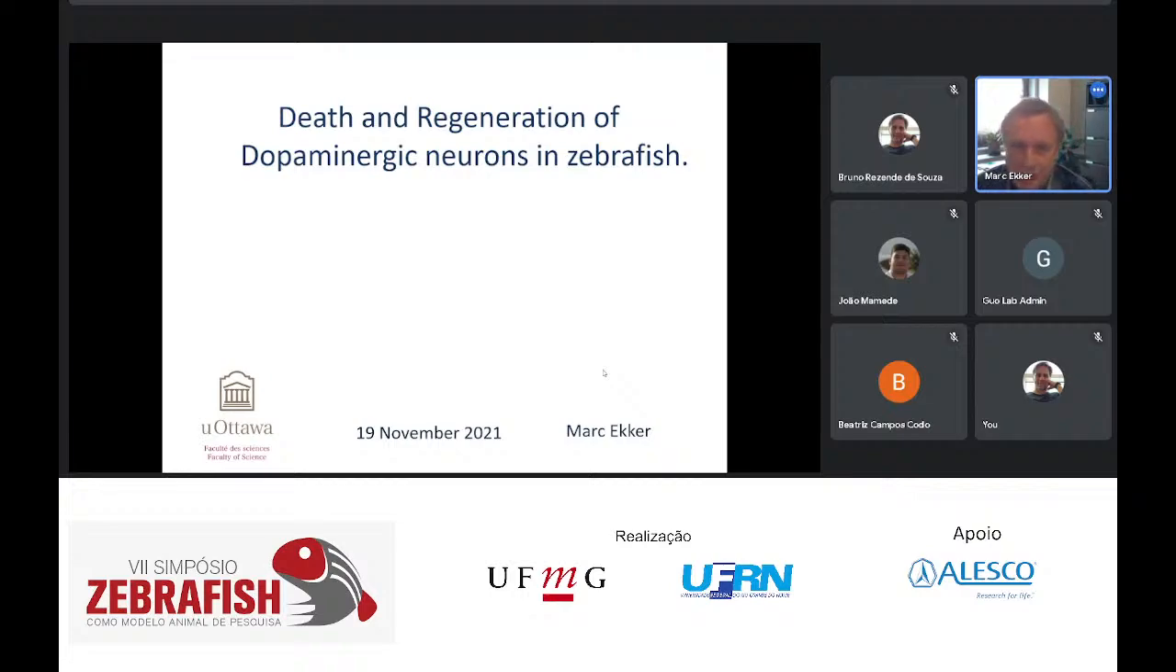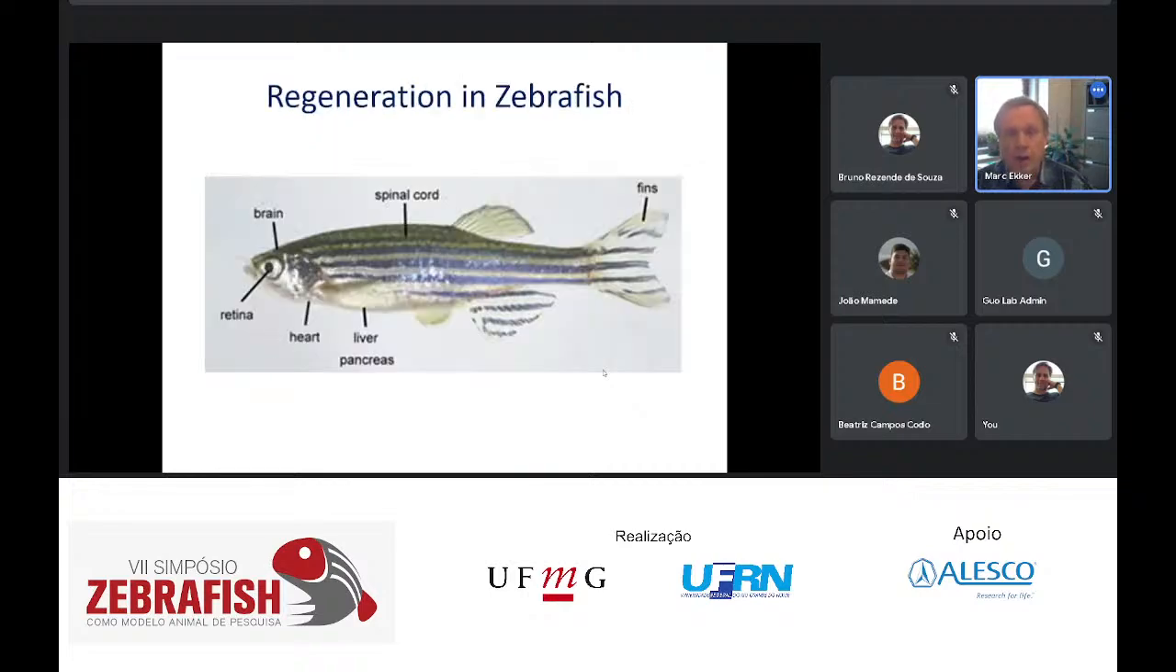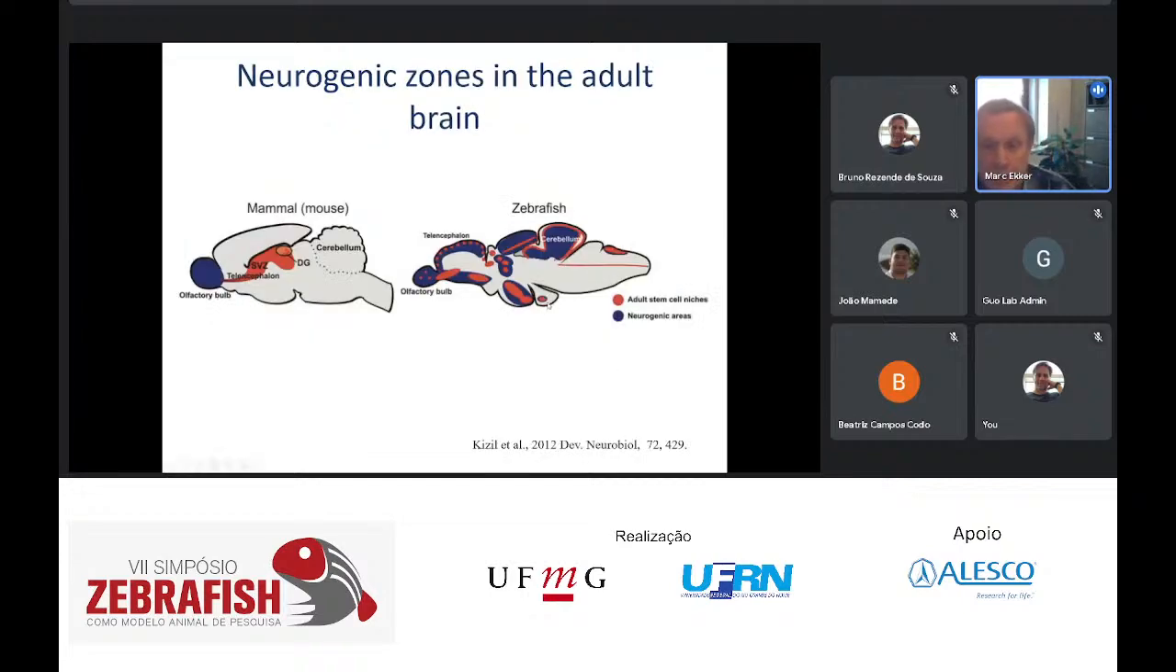Today, I'll tell you a little bit about some recent work we did in trying to kill dopaminergic neurons in zebrafish using several approaches and see if the fish is able to respond with an increased production of these neurons. So as you know, the fact that zebrafish is able to regenerate lots of cell types, lots of structures after injury or disease, has made this fish an interesting model to study neurodegenerative disorders, including Parkinson's disease.